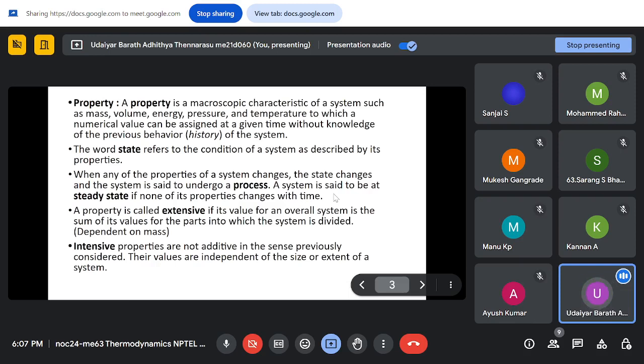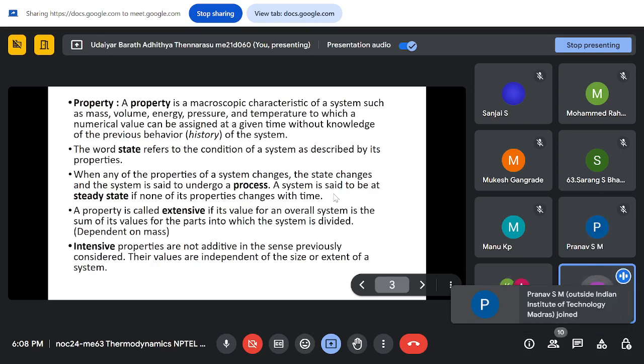But if you take the density of the water which it was there previously at 100 kg, it will be the same when you split it into half. Now also the density of the water will remain the same. It will not vary with its size or the mass. So this is independent of mass. This density, for example, in this case, is independent.